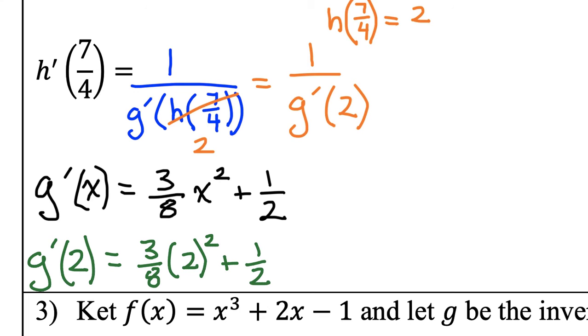Okay, well, 2 squared, that's 4. 4 times... Well, I can kind of simplify the 4 and the 8. That turns into a 2 down here. So I really have 3 halves. So this is equal to 3.